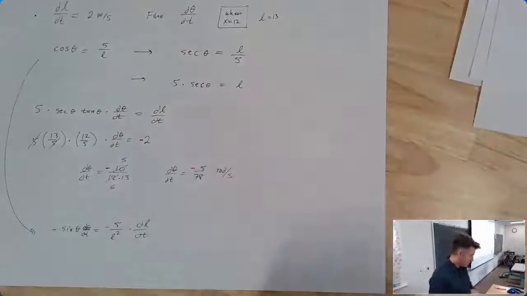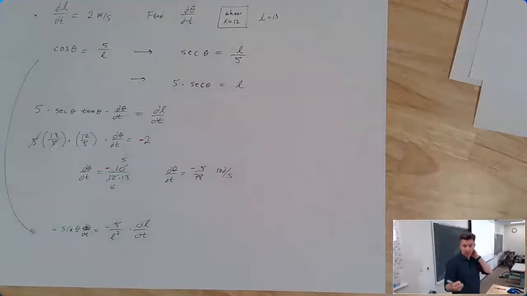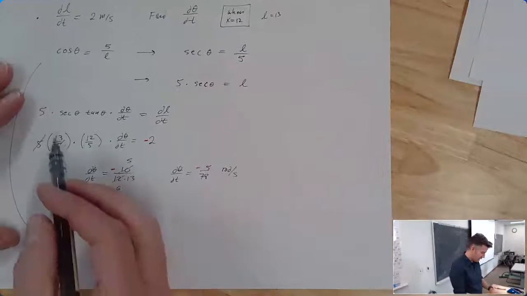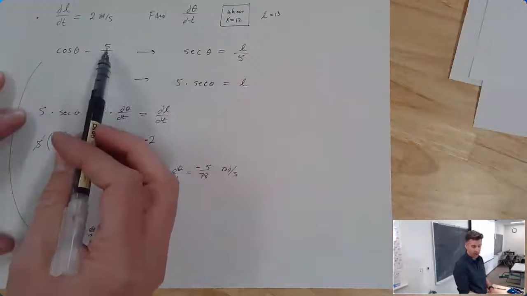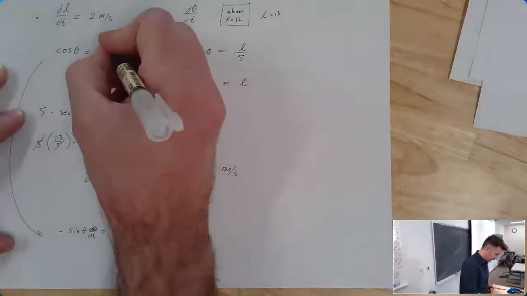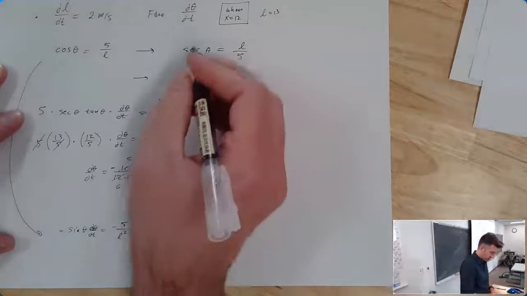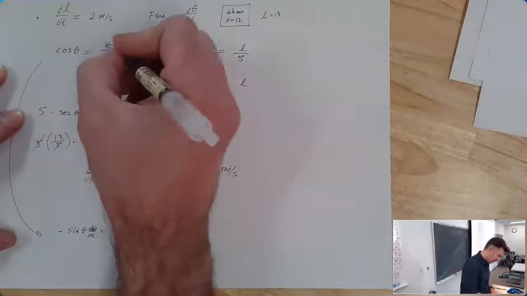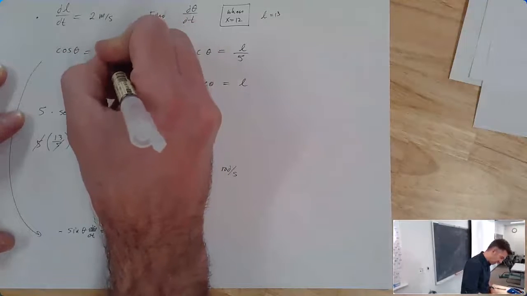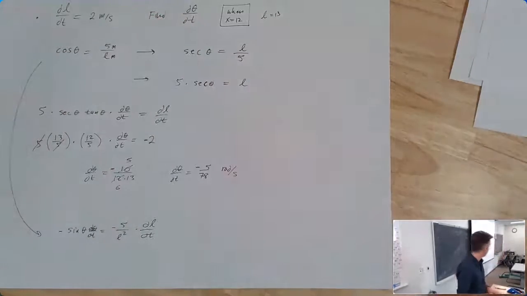Excellent question. Whenever you're dealing with rates of change of angles, it is typically going to be in radians per second because you don't have any other unit. I think we talked a little bit about this the last time, which was a while ago. But let me just point out here. When you write this equation, cosine theta equal to 5 over L, or secant theta equals L over 5, or 5 secant theta equals L, it's really cosine theta equals 5 meters divided by L meters.